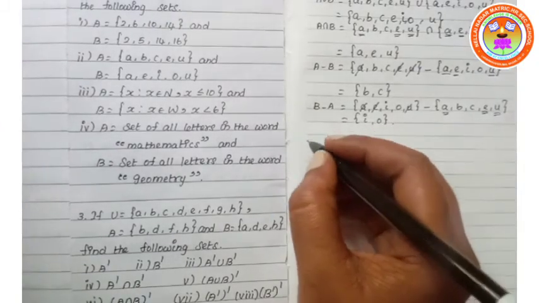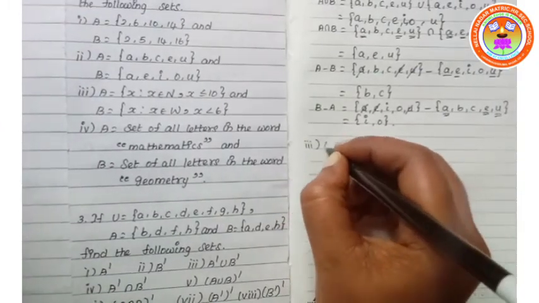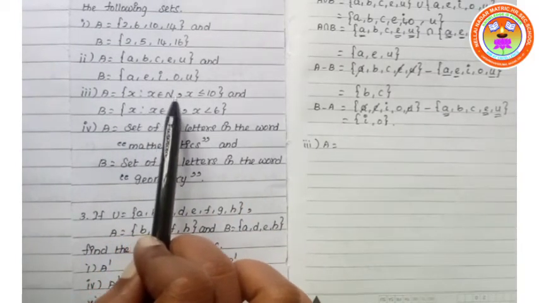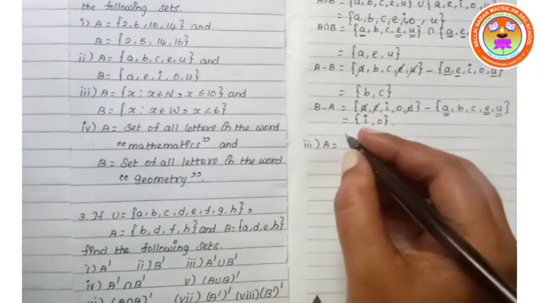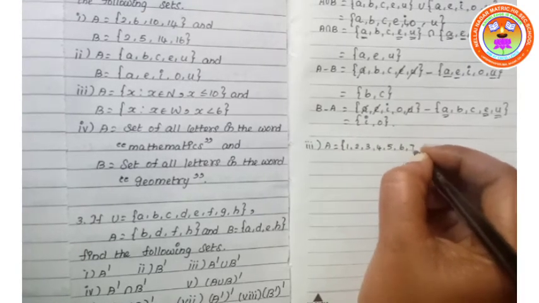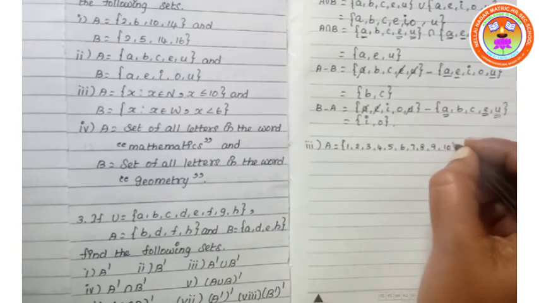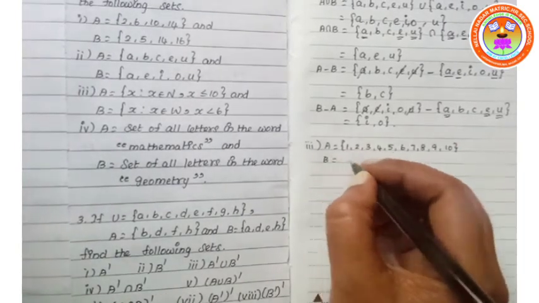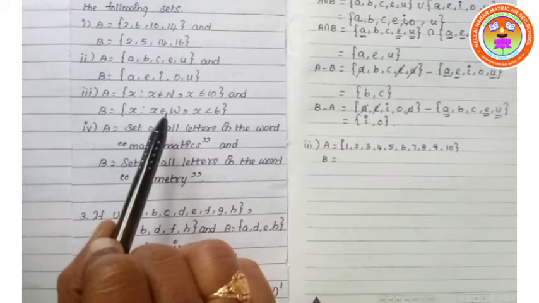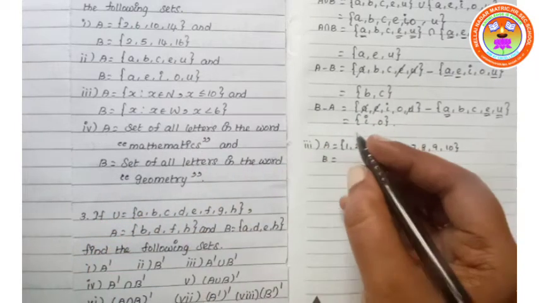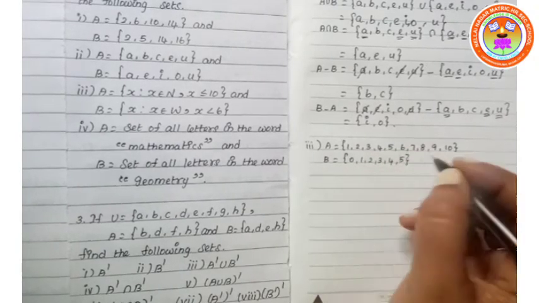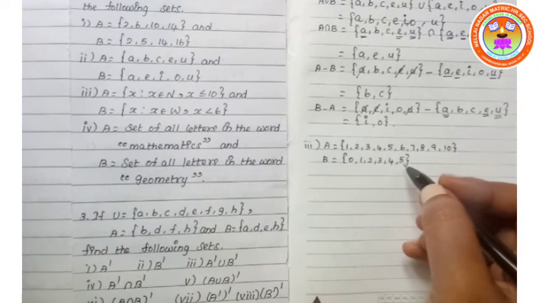Now the third subdivision. Given the set A is equal to the set of all x such that x belongs to N, natural numbers less than or equal to 10. So what are the natural numbers less than or equal to 10? 1, 2, 3, 4, 5, 6, 7, 8, 9, 10. And the set B is equal to the set of all x such that x belongs to W. W means whole numbers, starts with 0 and less than 6. So 0, 1, 2, 3, 4, 5. Less than 6 means the previous number of 6, that is 5. So these are the two sets.